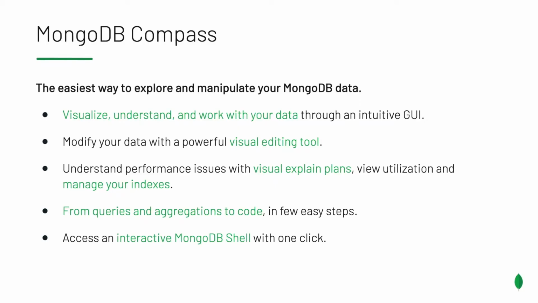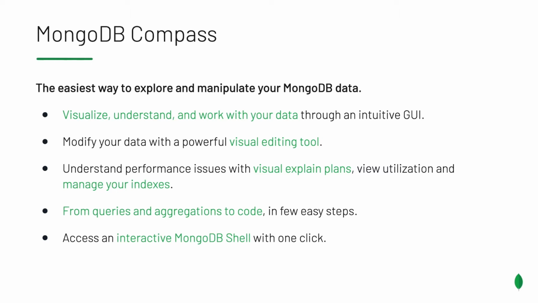First things first, let me give you an overview of what you can do with MongoDB Compass. Compass is the easiest way to explore and manipulate your data stored in MongoDB. It's a graphical user interface with an intuitive user experience that lets you navigate through your data in just a few clicks. As you'd expect from a database GUI, you can also modify and delete your data.